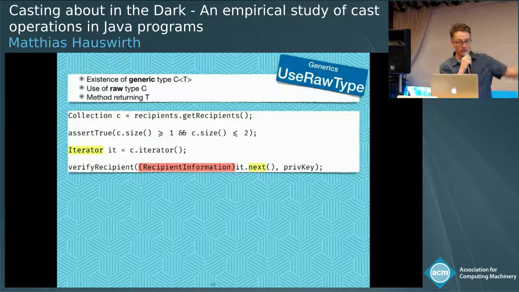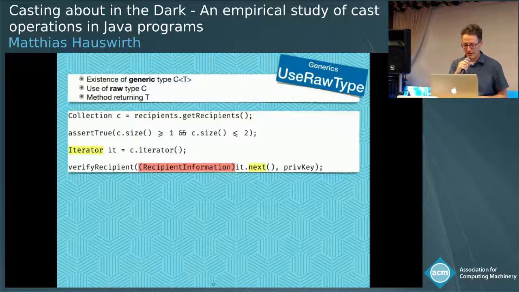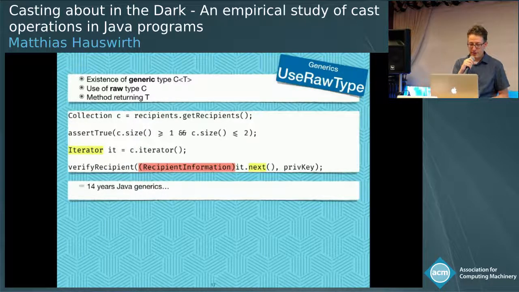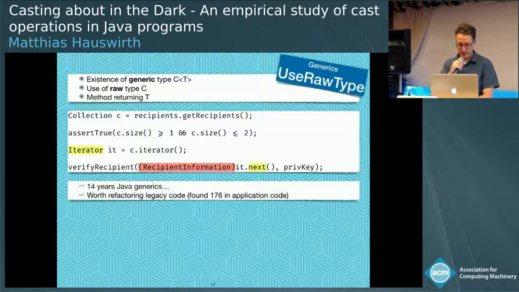This is a standard collection class, an iterator, and instead of saying iterator of recipient information, it just says iterator and it's erasing the type, and then you have to downcast. So you could say after 14 years of having generics in Java, maybe this should not be so common, but we did find 176 in the classes that we analyzed whose casts are of this kind. So use of raw types is still alive.